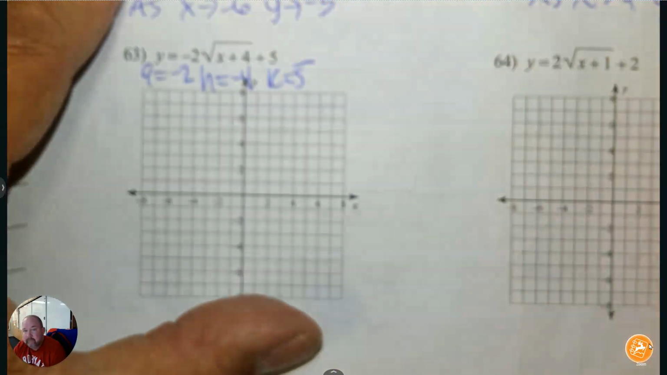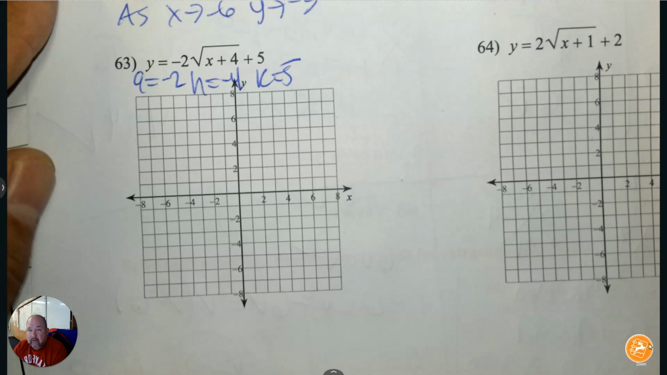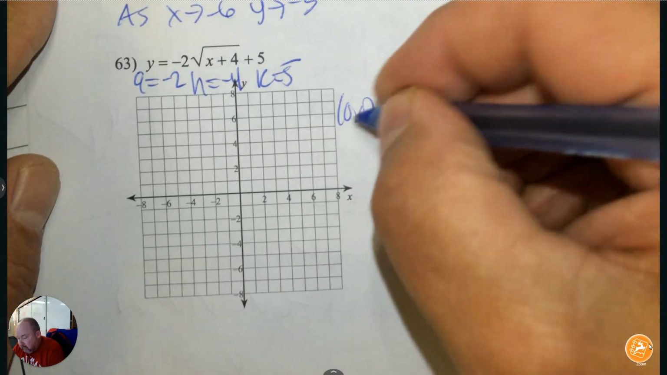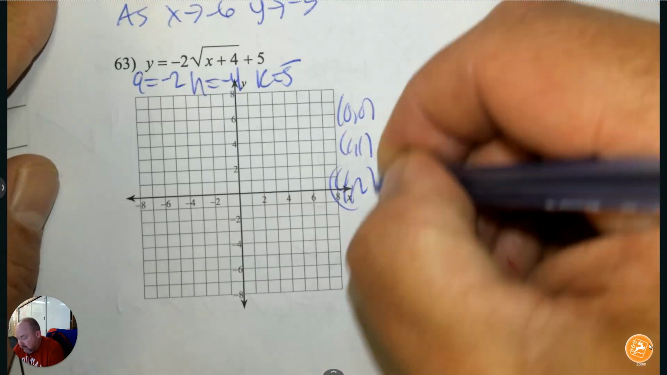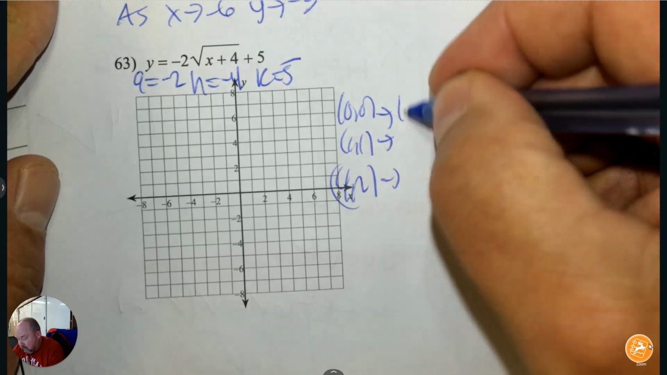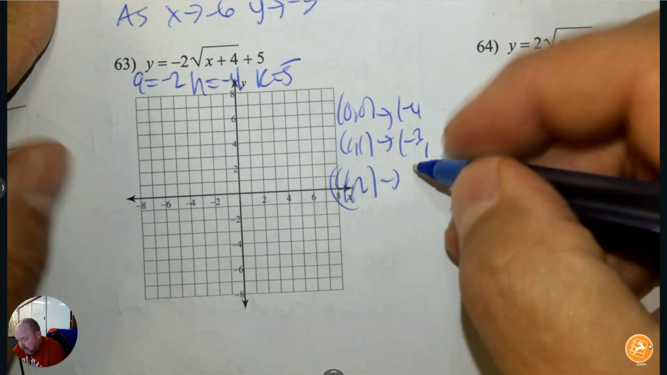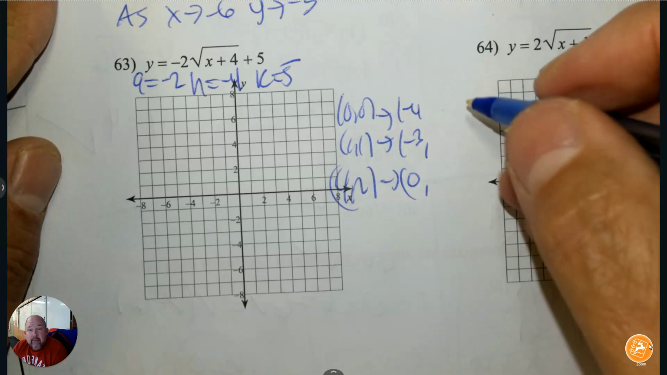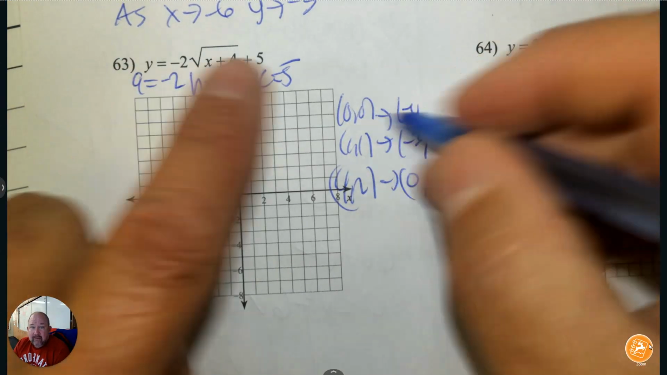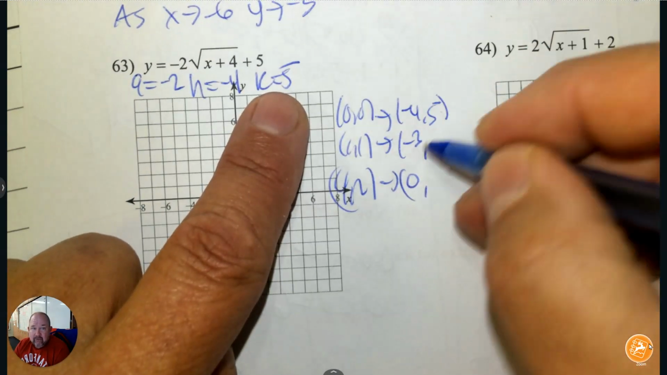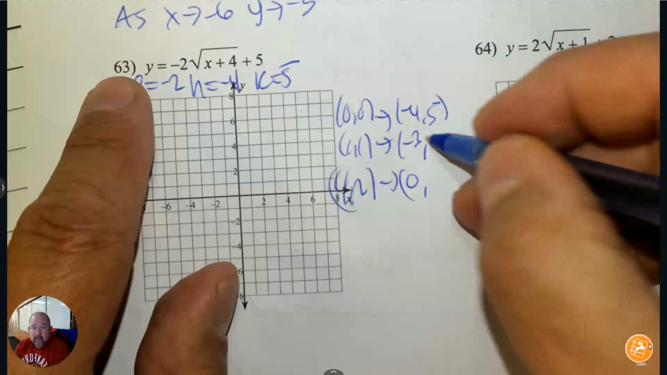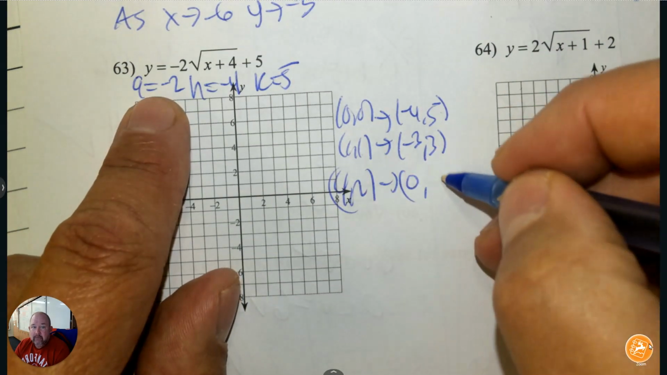So A is -2, H is -4, and K is 5. The points are 0, 0, 1, 1, 4, 2. To the X, we're going to subtract 4. And to the Y, we're going to multiply and then add 5. So that's HK. This is going to be 3, and this is going to be 1.